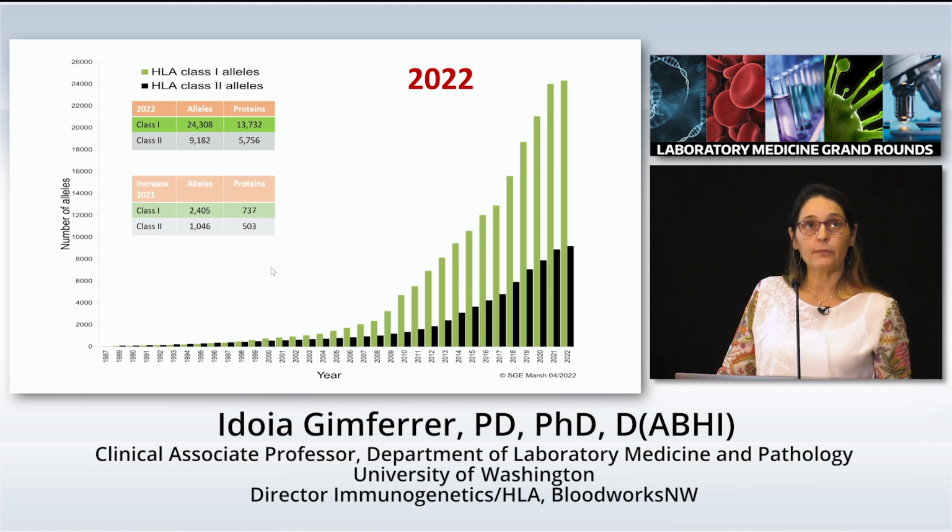This is the number of new alleles that we have incorporated since last year: 2,000 new class I alleles, which is about 700 proteins, and 1,000 new alleles for class II, which is about 500 proteins. So we keep discovering and describing new HLAs because we have better tools.